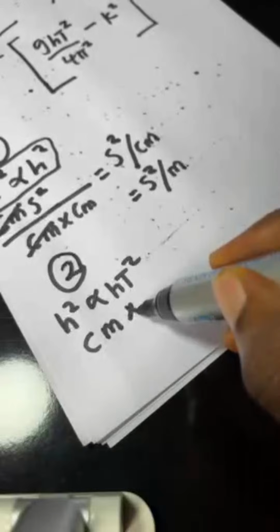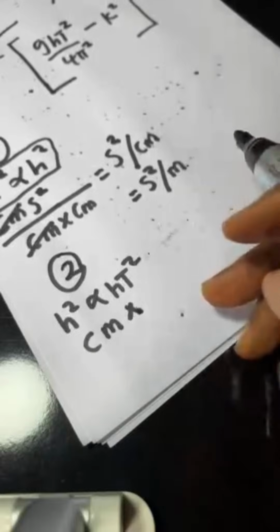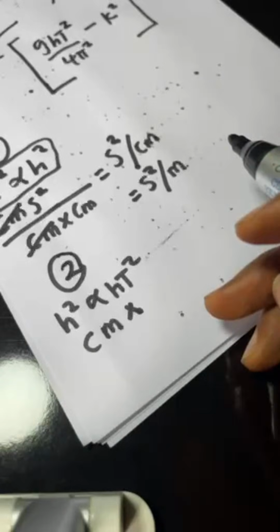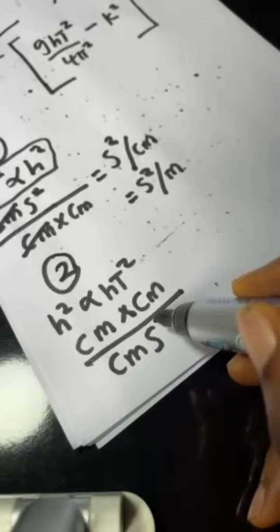Now, cm times... Somebody said there's uncertainty principle. Yes, but that uncertainty principle is in another term, is in energy, not in units, is in energy, particles, and mass. So therefore we have cm times cm divided by cm s squared.